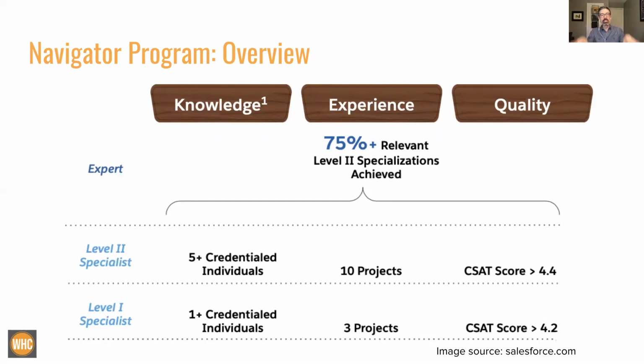And so within each of those 2 credit areas, there are 3 tiers of achievement that you see here on the screen. There's a level 1 specialist, there's a level 2 specialist, and there's an expert. So how does a partner earn these distinctions, level 1, level 2, and expert? It's through a combination of 3 factors. It's the certifications that they hold for that particular area. It's the number of projects they have completed in that particular area. And it is the CSAT score for that particular area.